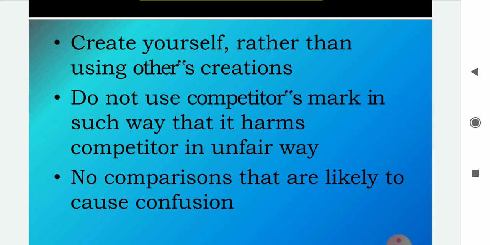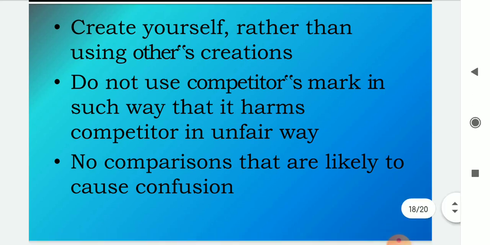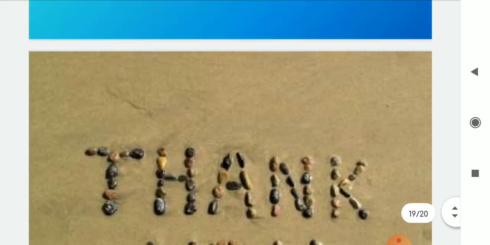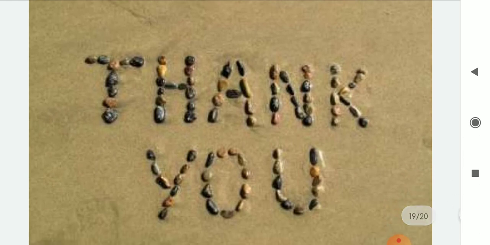You don't copy, you create yourselves. Your creation is important. You don't use competitors' marks in such a way that harms the competitor in an unfair way. No comparisons that are likely to cause confusion. This is overall intellectual property rights, introductory part second.